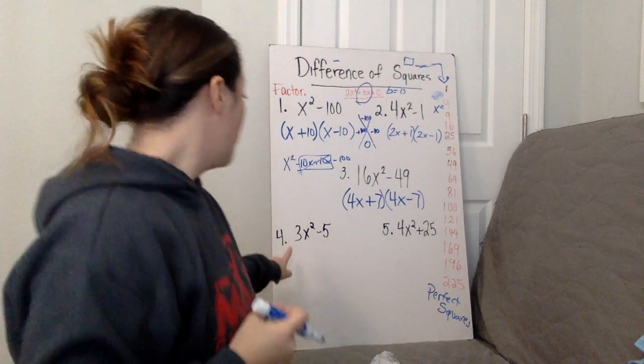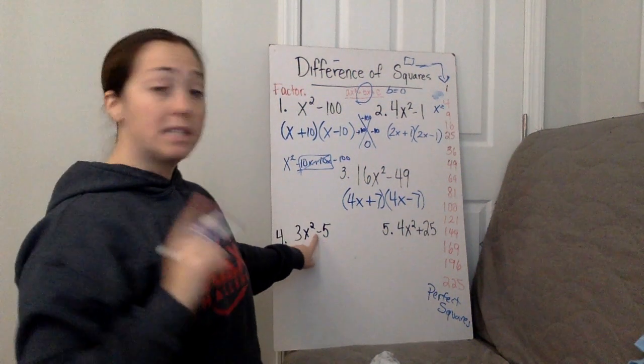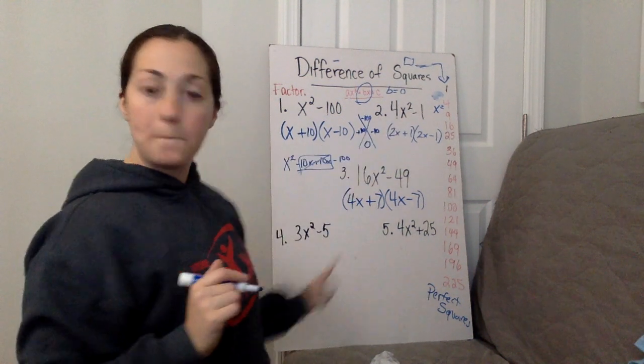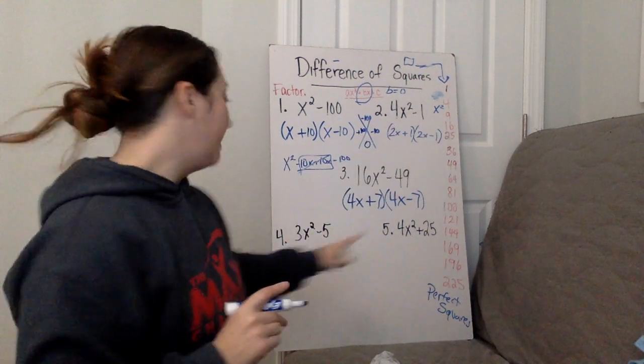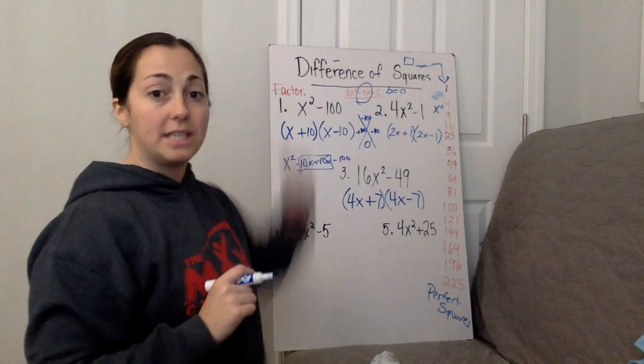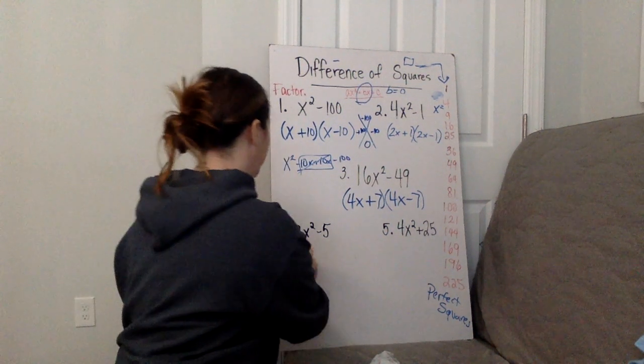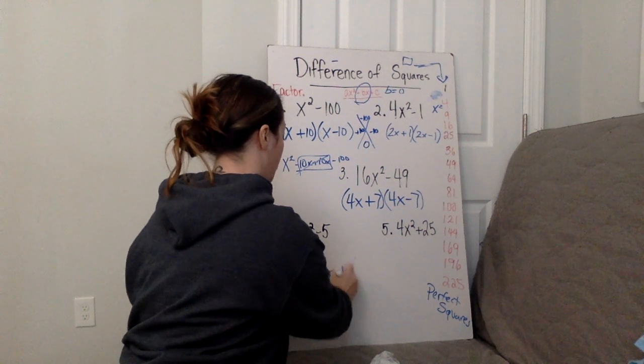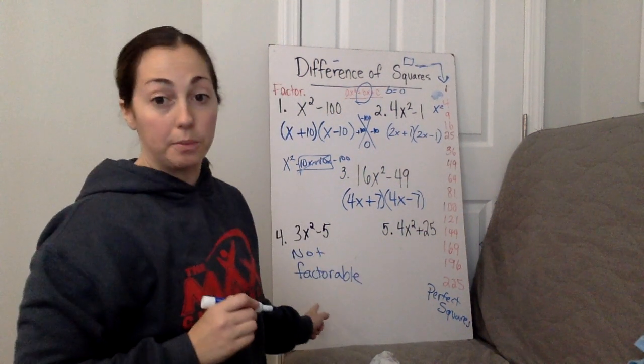Now let's go here. I have 3x squared minus 5. It looks like the difference, I have a minus, but is my 3 a perfect square? Is my 5 a perfect square? Even if just one of them was, this doesn't work. It's not factorable. Not factorable is the answer, and that's what I'm writing.